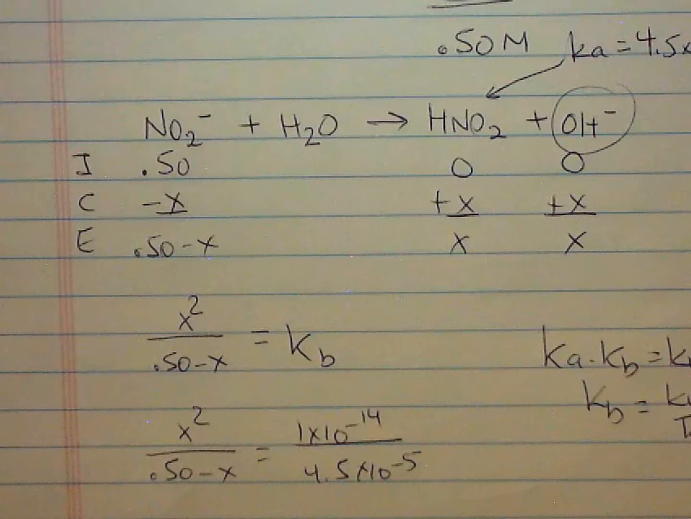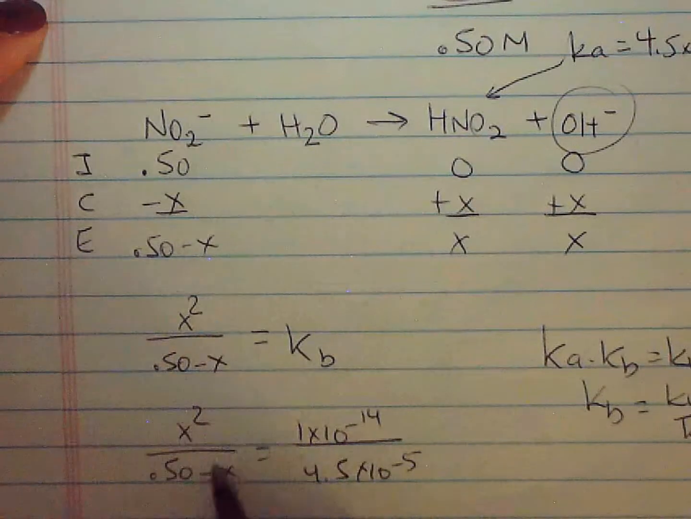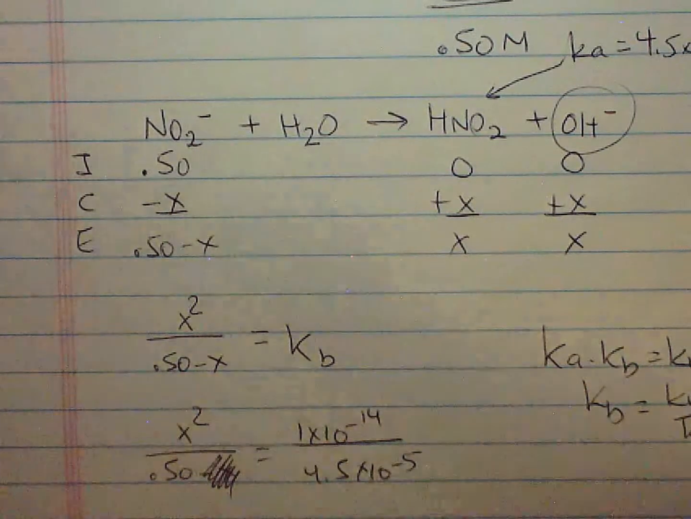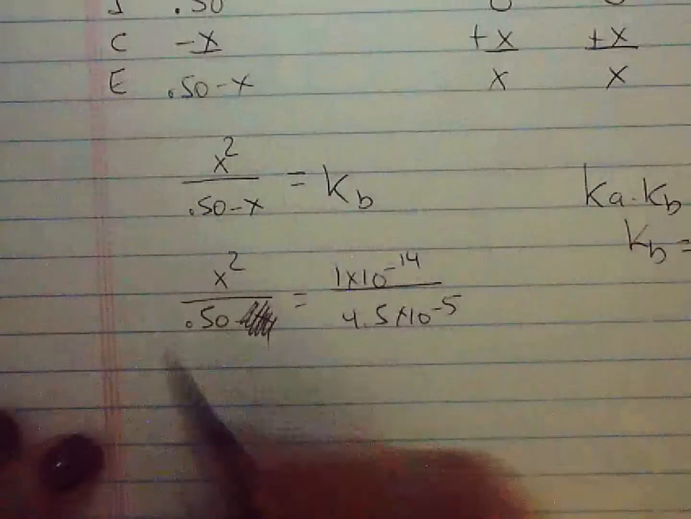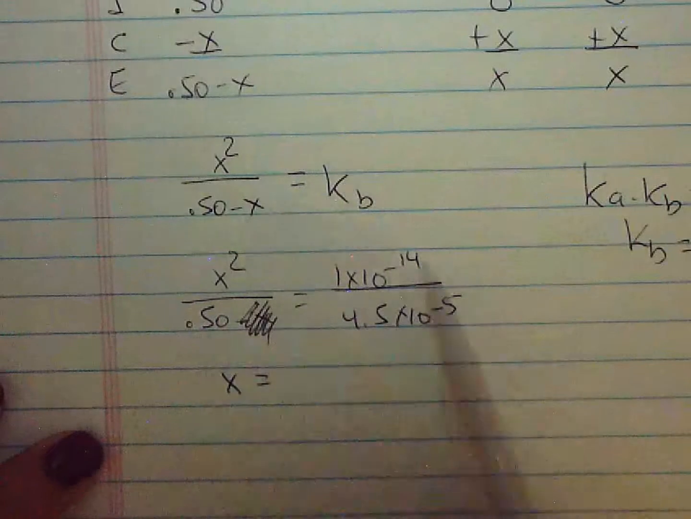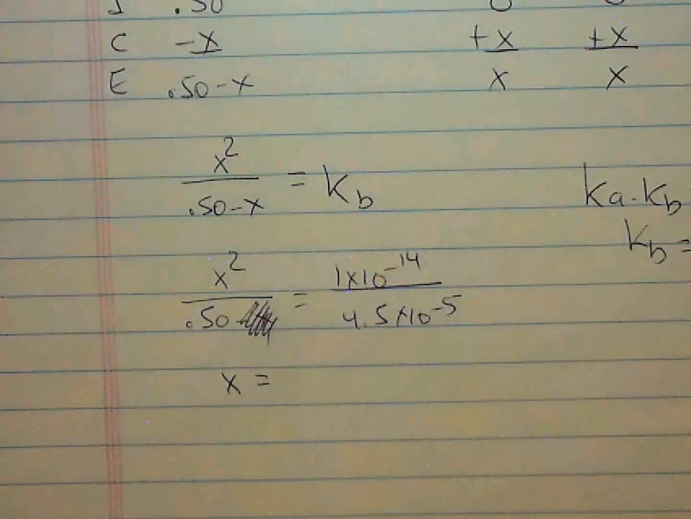Because just by looking at that estimate, I know whether I can use the 5% rule or not and make my life easy. If this divides out to 10 to the negative 9th, can I use the 5% rule? Using the 5% rule, I'm allowed to ignore the x in the denominator, which makes my math a lot simpler. So if I ignore the x in the denominator, I would basically divide this, multiply by 0.5, take the square root of it, and then x should be 3.3 times 10 to the negative 6th.